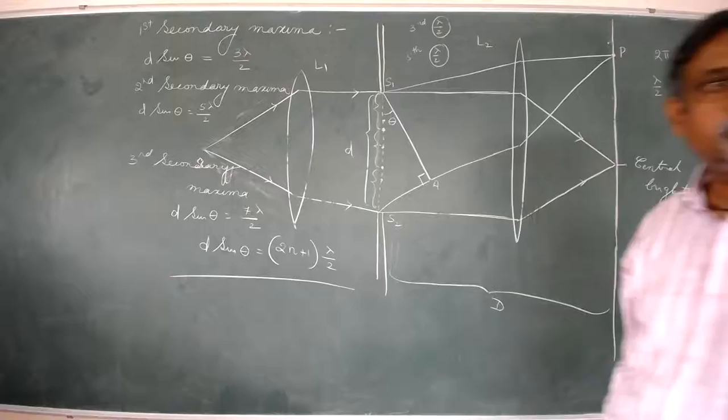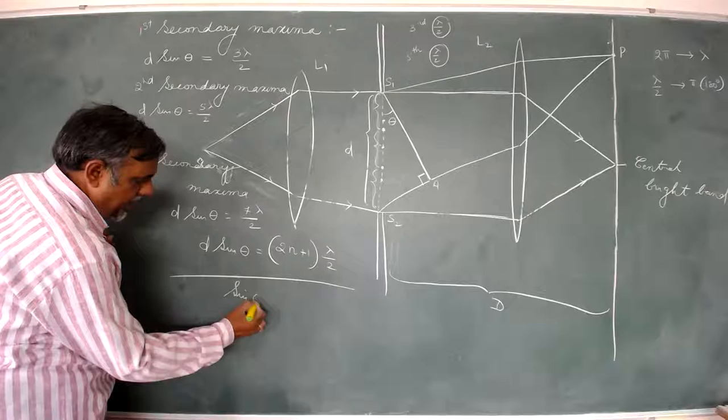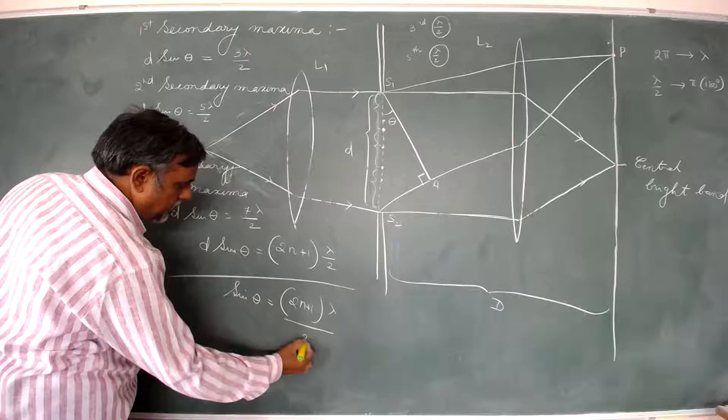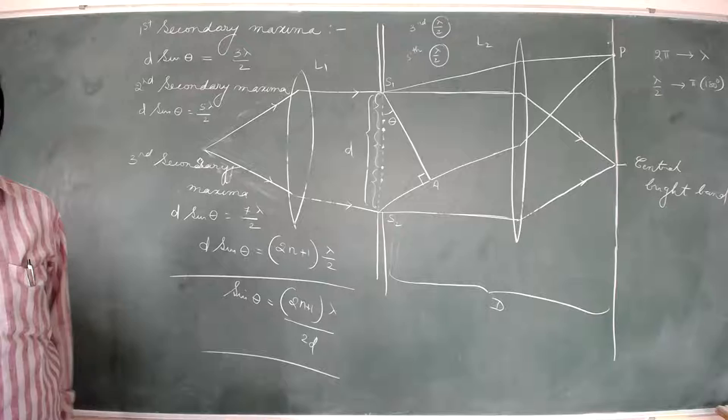Understood? So here, what is the angular separation? In this case, the angular separation is (2n+1) into lambda by 2d. This becomes the angular separation.